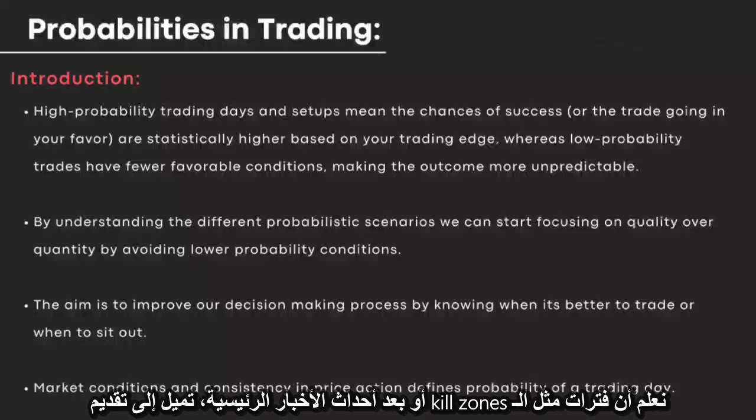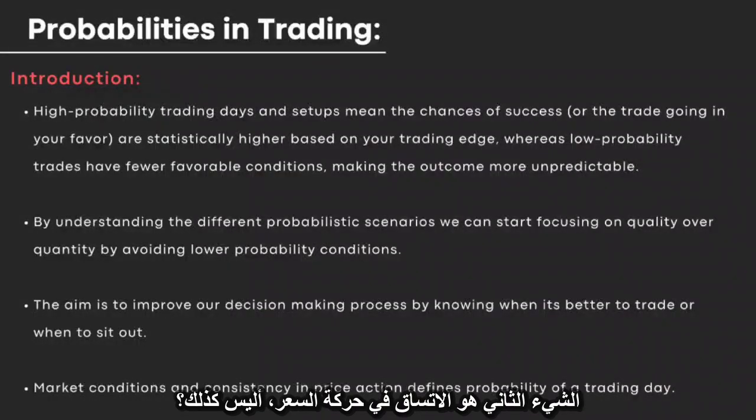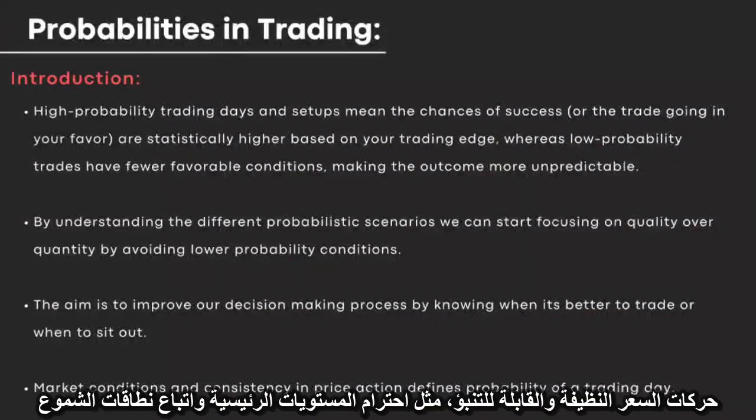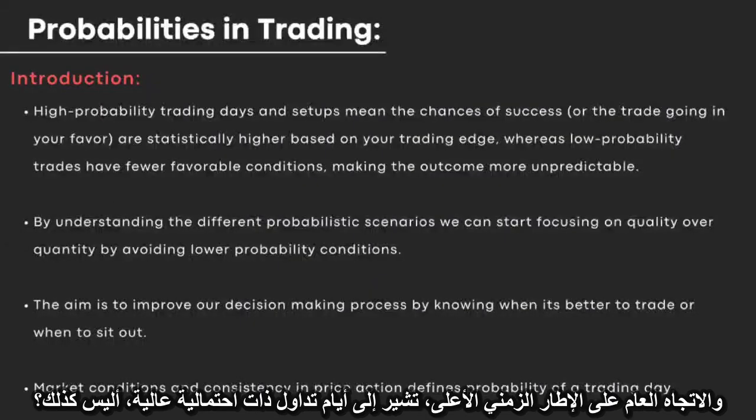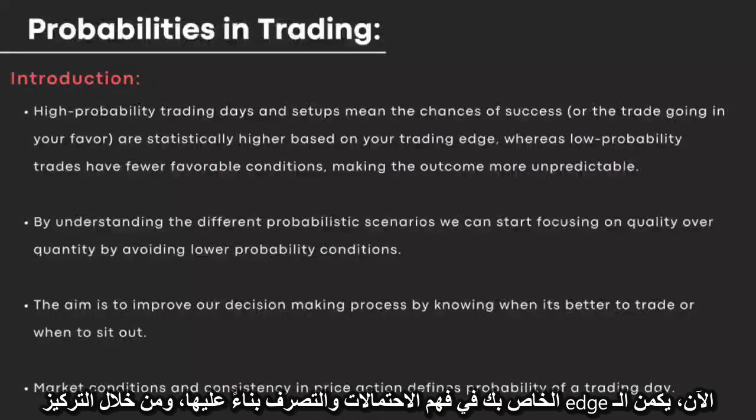We know that periods like kill zones or after key news release events tend to offer better opportunities as compared to consolidation or ranging conditions. The second thing is the consistency in price action, right? Clean and predictable price movements, such as respecting key levels, following candle ranges and the overall higher time frame trend, signal high probability trading days, right? That is consistency in price action.